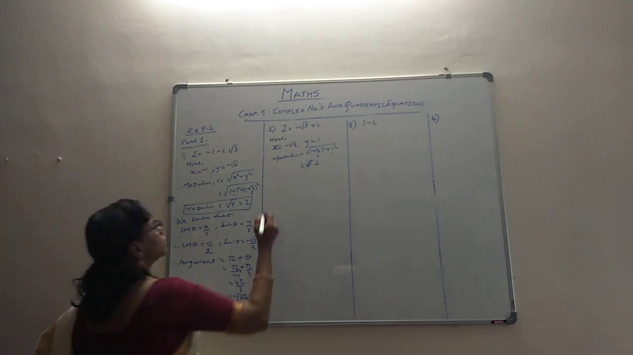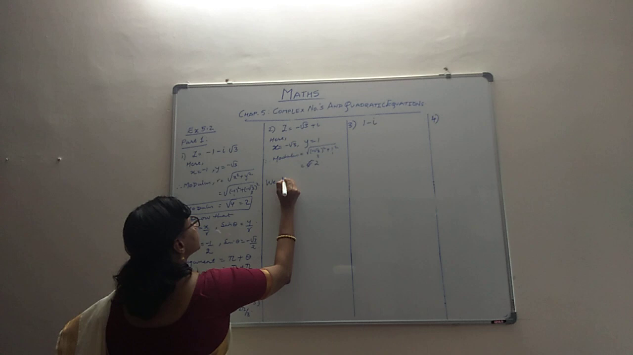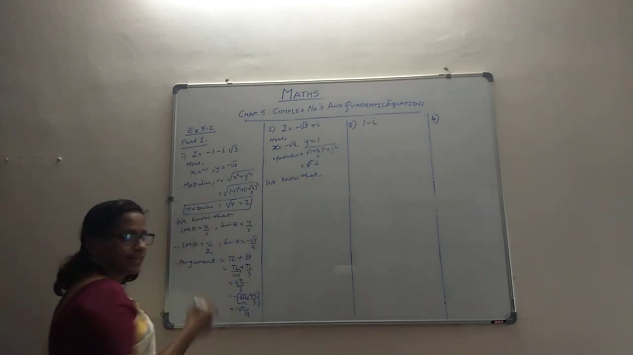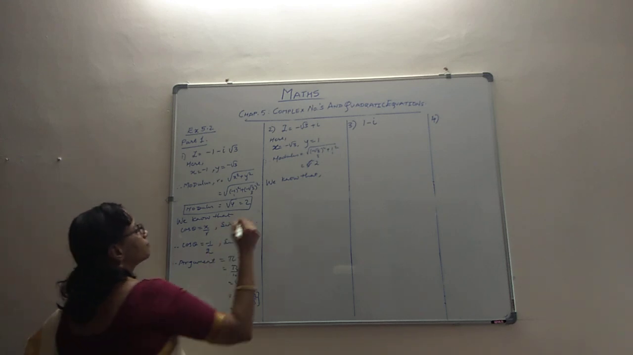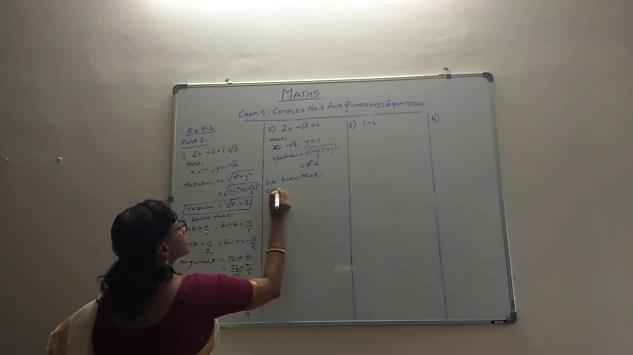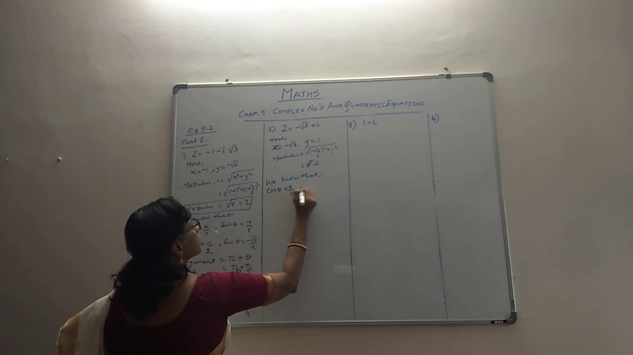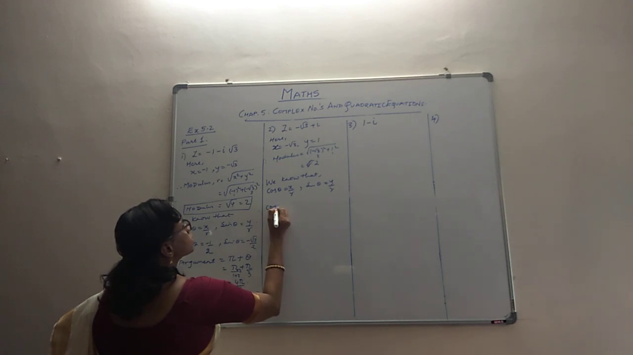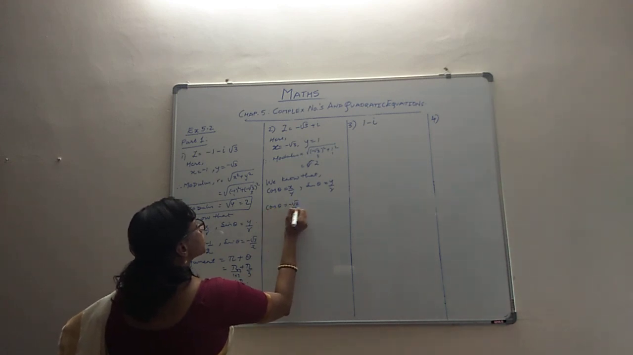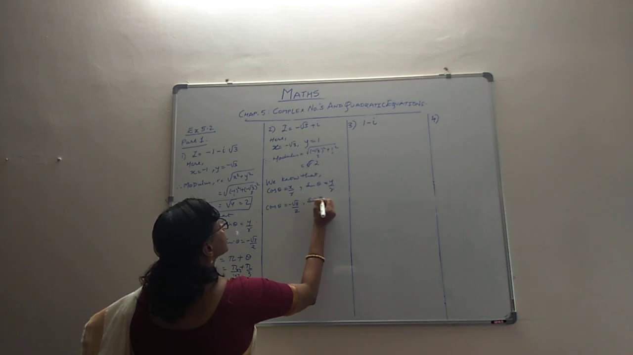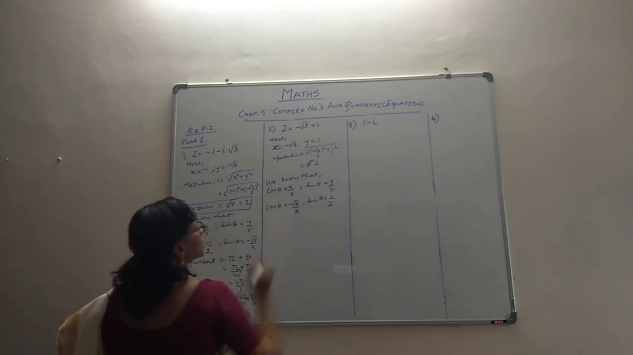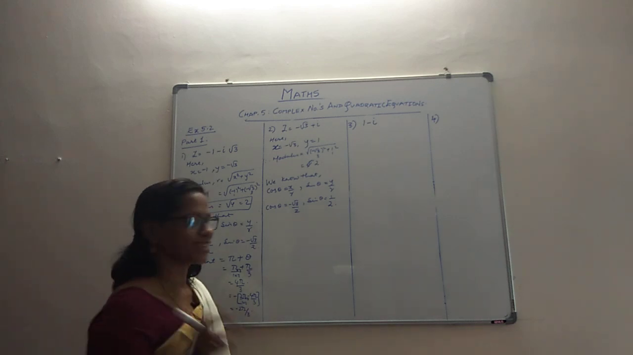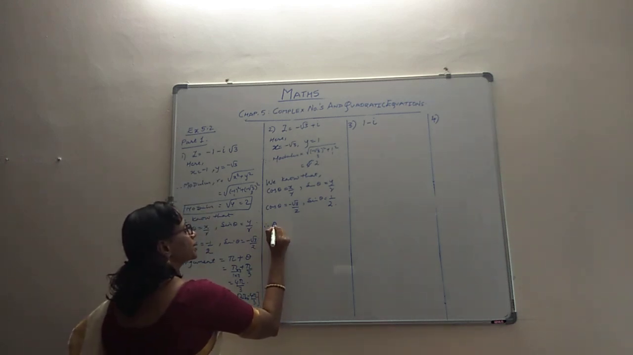Now, we know that cos theta is x by r and sin theta is y by r. So what is our cos theta? It is minus root 3 by 2. And what is our sin theta? It is 1 by 2. Because cos is negative and sin is positive, which is the second quadrant, that way we can predict our argument.